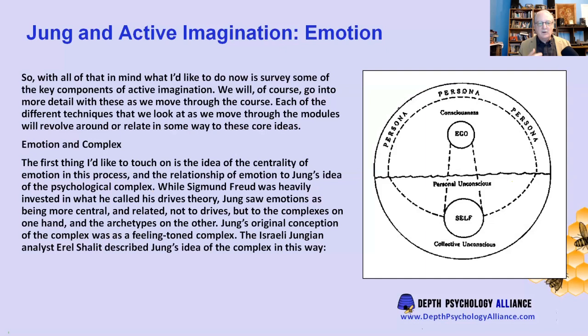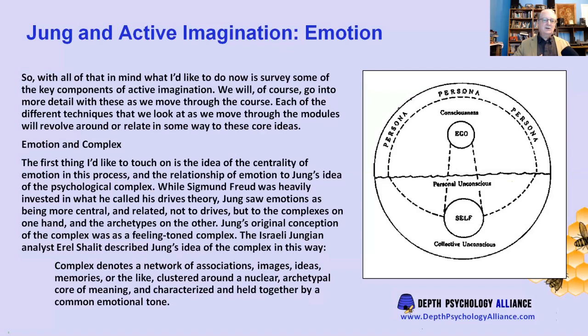So he saw emotions as being central and related not to the drives, but to the complexes on one hand, and to the archetypes on the other. Jung's original conception of the complex was as a feeling-toned complex. It was shortened to complex, but originally the term was a feeling-toned complex. There's an Israeli Jungian analyst named Erel Shalit who wrote a wonderful book on the complex, and he encapsulated Jung's ideas in this way.